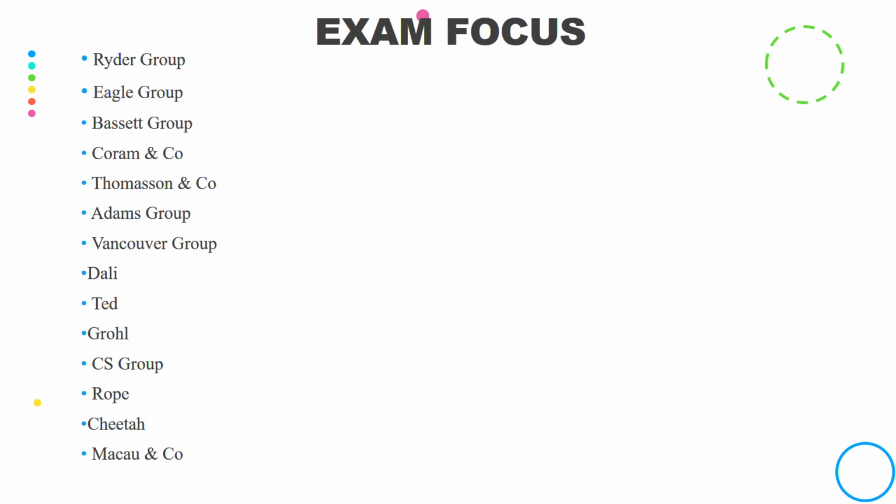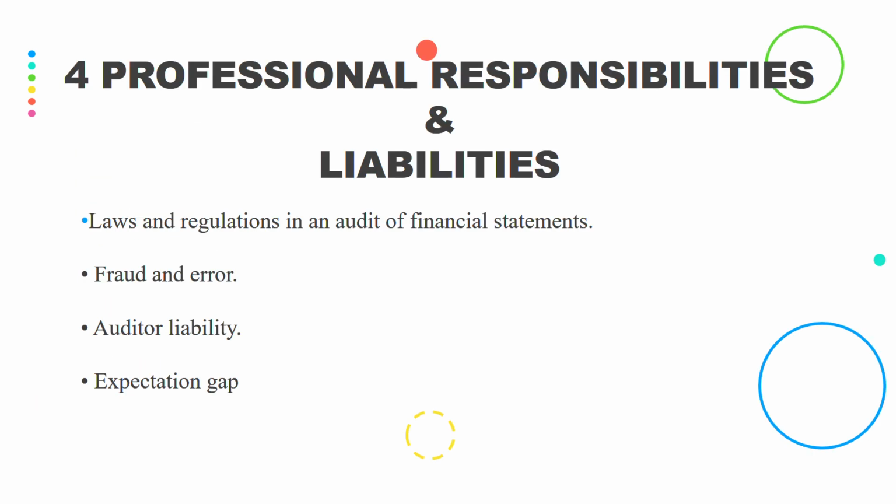Number 4 is professional responsibilities and liabilities. In this we are going to cover these 4 areas: the laws and regulations in an audit of financial statements, fraud and error, auditor liability, and expectation gap.